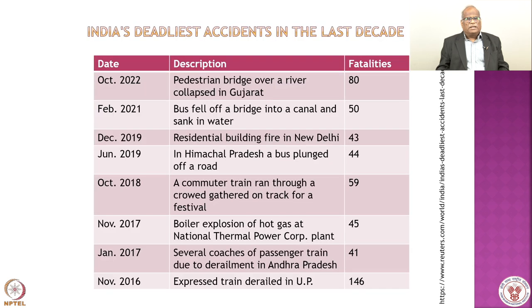So we have this, and let us look at major accidents, because we are studying risk and we should have a little insight into accidents also. These are the major accidents in India that I have collected from open literature. The bridge-related accident caused 80 fatalities in 2022, it doesn't matter where it is. Then canal accidents, then residential building fire.